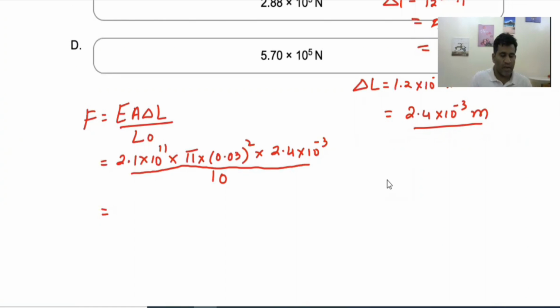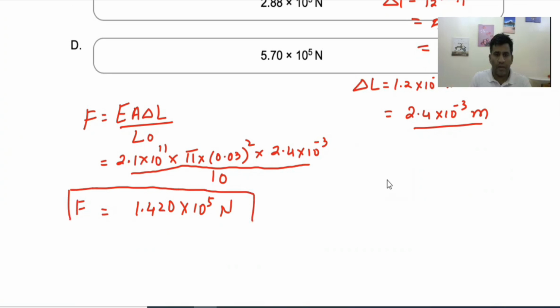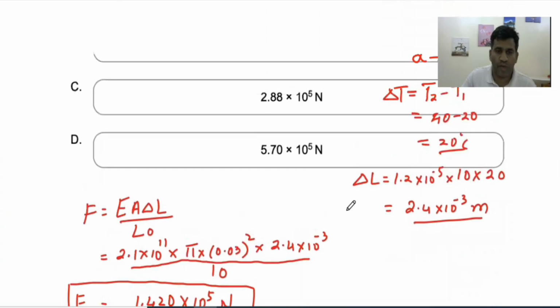That value you'll get as 1.420 into 10 to the power 5 Newton. This is the amount of force which is exerted. So 1.42 into 10 to the power 5 Newton. But if you look at the options, none of the options gives me this value 1.42.